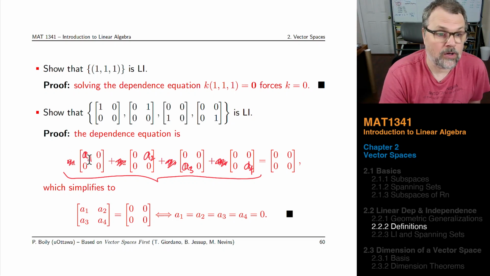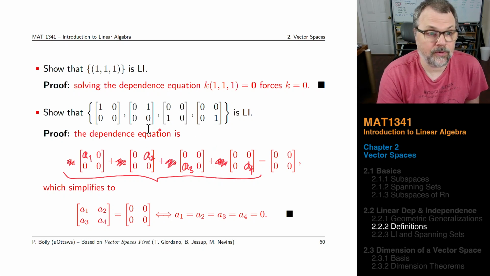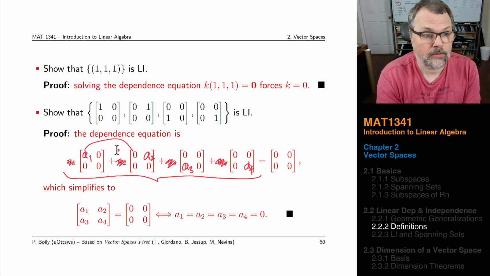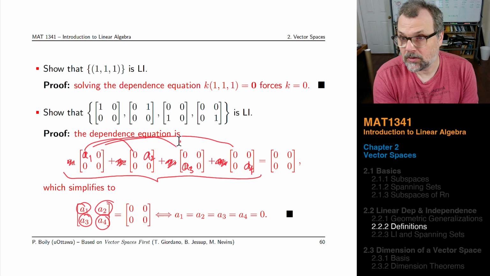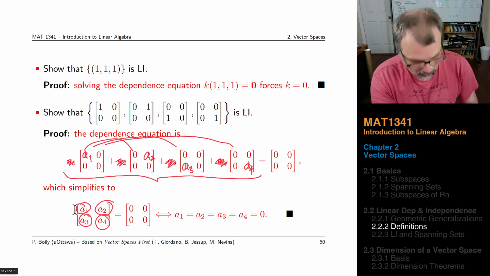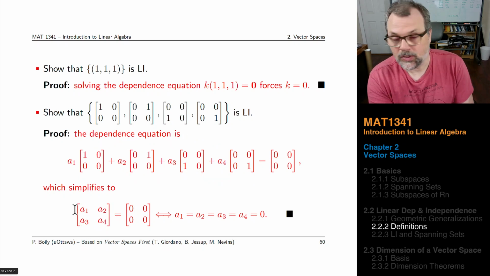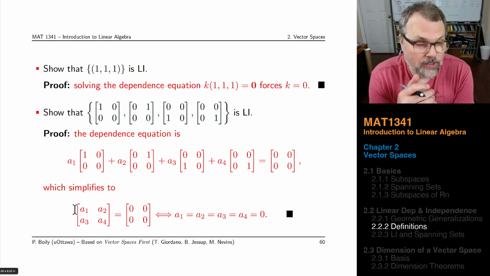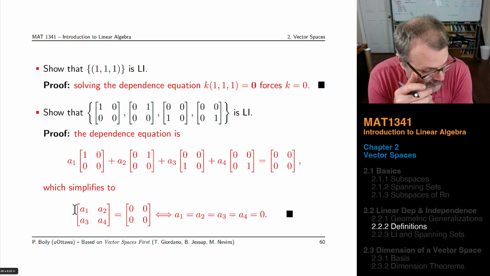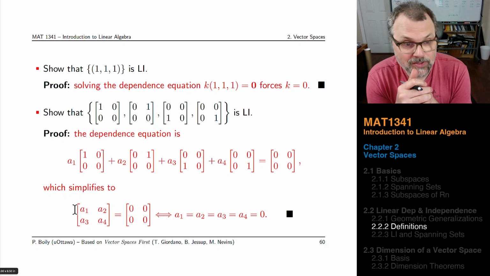So I have A1 plus 0 plus 0 plus 0. Then I have 0 plus A2 plus 0 plus 0, and so on. So the dependence equation, its left-hand side, simplifies to the matrix A1, A2, A3, A4. Pretty straightforward. The right-hand side of the dependence equation is going to be the zero vector, in this case 0, 0, 0, 0.